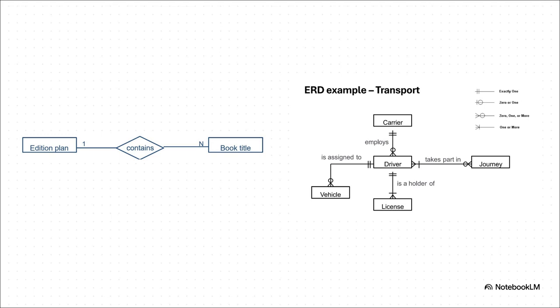On the left, in Chen notation, it just uses a 1 and an n to show a one-to-many relationship. Pretty simple. But now look at the crow's foot on the right. It's way more specific. That double line next to driver means one and only one driver is employed, and the crow's foot symbol next to journey means a driver can take many journeys. You see, it packs a lot more detail right into the symbols on the line.